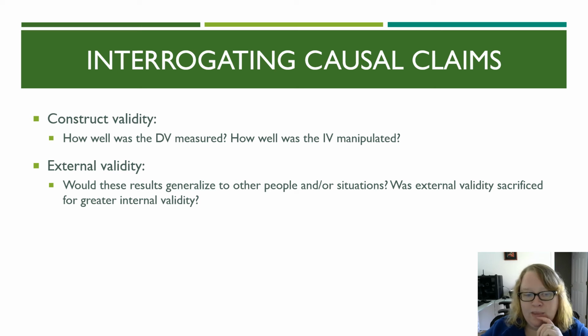internal validity. We talked about this a while ago when we first started talking about the 4 validity types, that internal and external validity are typically in a trade-off. If you are prioritizing internal validity, as you are when you're doing an experimental study, that usually means you're sacrificing external validity. So something that you can ask about, when you're interrogating a causal claim, is whether that happened, whether you have better internal validity but you have poor external validity as a result.